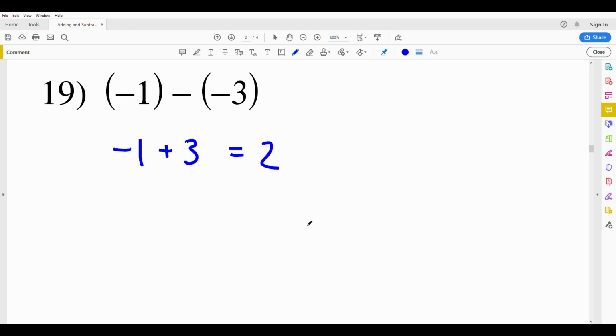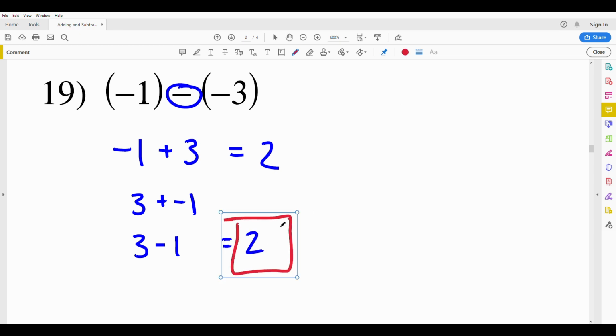And again, we could have just rewrote this as 3 plus negative 1 because addition is commutative, and 3 plus a negative is the same as subtracting a positive. Just as subtracting a negative is the same as adding a positive, adding a negative is the same as subtracting a positive. So we'll have 3 minus 1, which equals 2. So 2 is our solution in number 19.